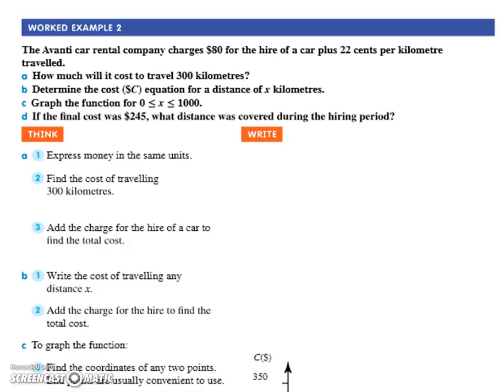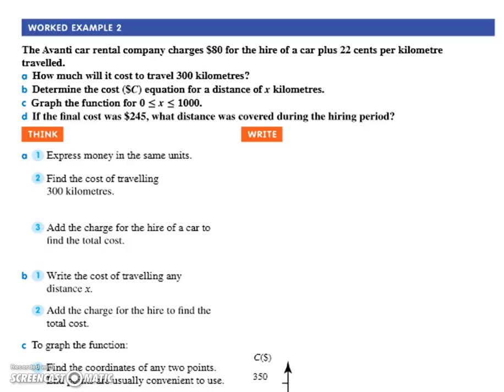So the Avanti car rental company charges $80 for the hire of a car plus 22 cents per kilometre. How much will it cost to travel 300 kilometres? Determine the cost equation for a distance of X kilometres. Graph the function between 0 and 1,000. And if the final cost was $245, what distance was covered during the hiring period?